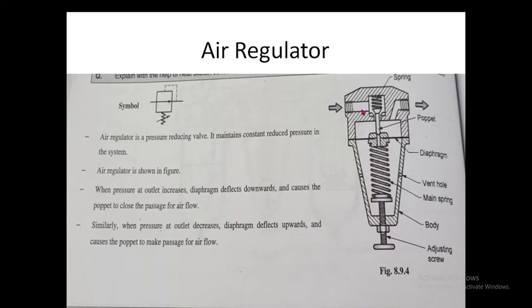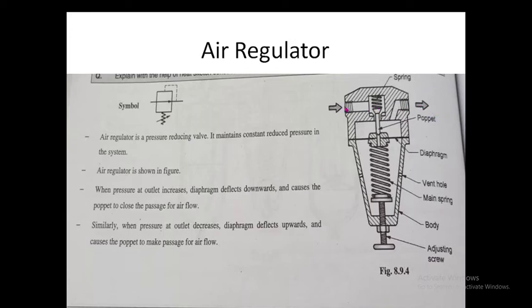When the air coming from this inlet has very high pressure, it applies pressure on this diaphragm, which pushes the diaphragm in the downward direction and moves this poppet downward. This closes the entry of the inlet air from this port, and the poppet gets seated on this seat here, which restricts the entry of the inlet air and decreases the pressure of the air stream in the system.